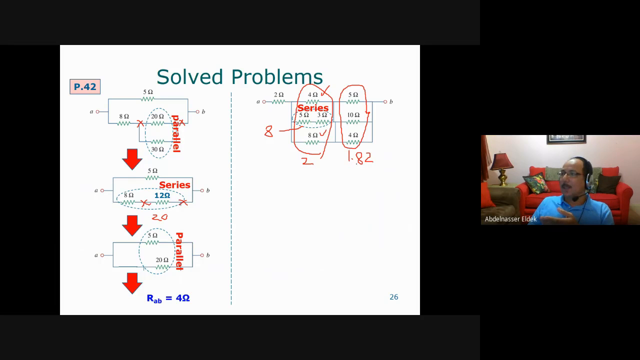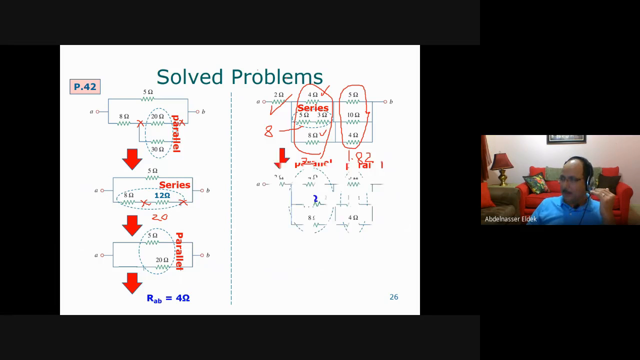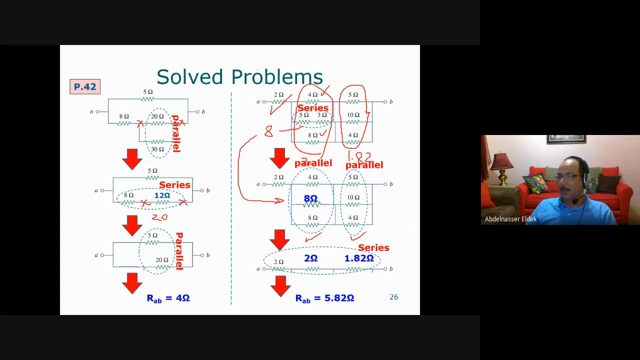At the end, of course, 2 and 1.82 and 2 ohm, these 3 will be in series. Then you just add them. 2 plus 2 plus 1.82, that is 5.82. And this is what we have here. So you see, first I merged the 3 and 5, so 3 and 5 is 8. And then this parallel. This 3 will give you 2, and this 3 will give you 1.82. Then the total will be 5.82 ohm.